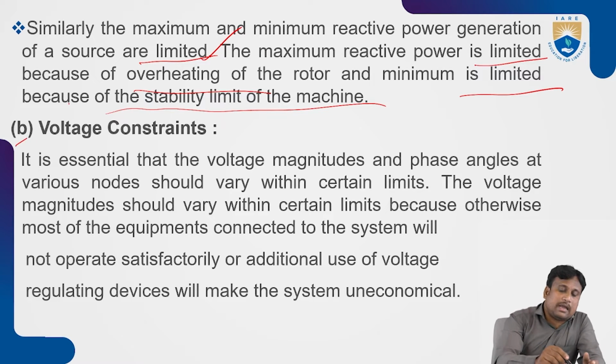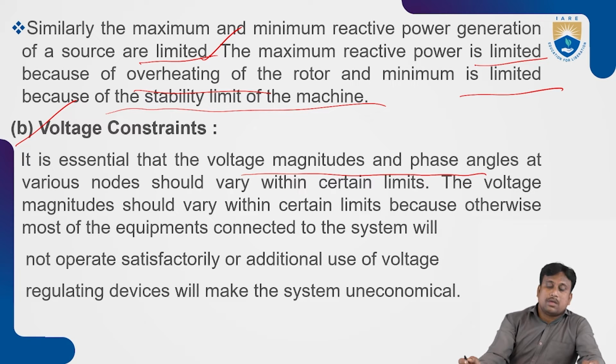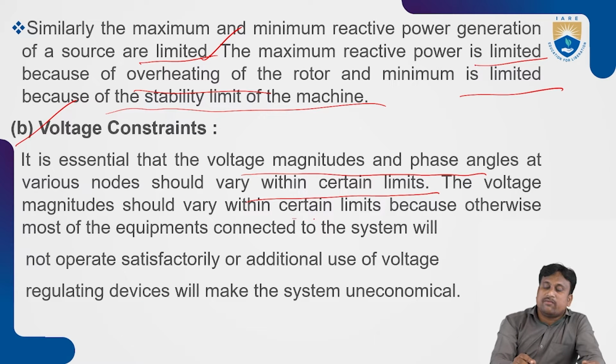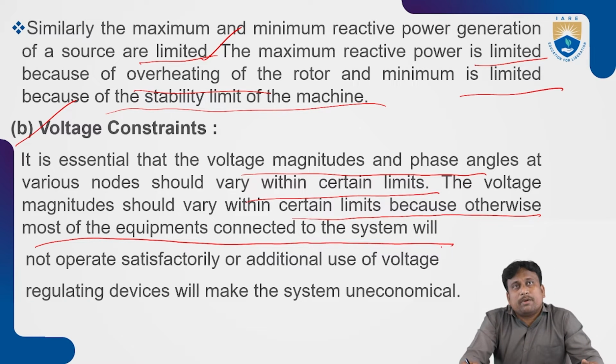Now coming to another constraint called voltage constraints. It is essential that voltage magnitudes and phase angles at each node should vary within the prescribed limits, because otherwise most of the equipment connected to the system will not operate properly.